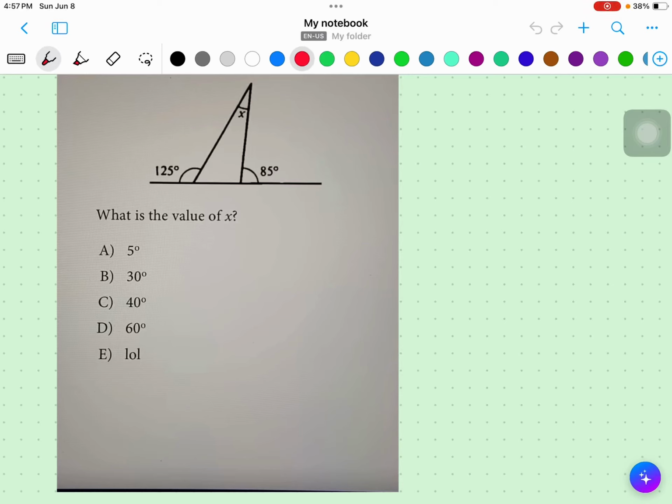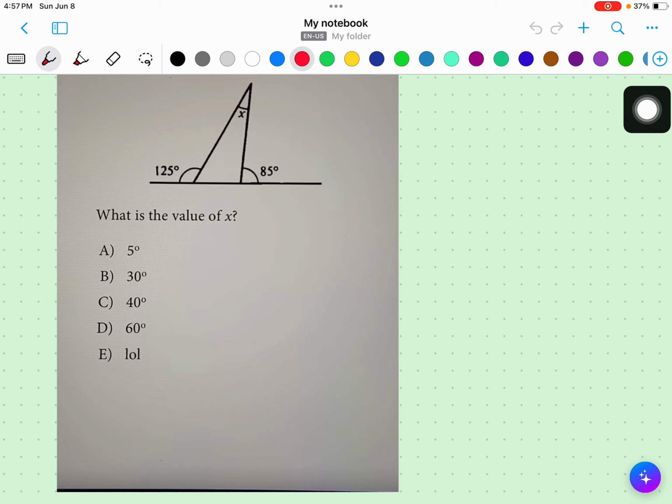In this video, I would like to explain an SAT Math geometry question. In this figure, this angle is an obtuse angle with 125 degrees. This angle is an acute angle with 85 degrees. We must find the value of x.